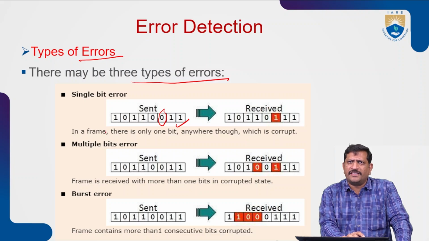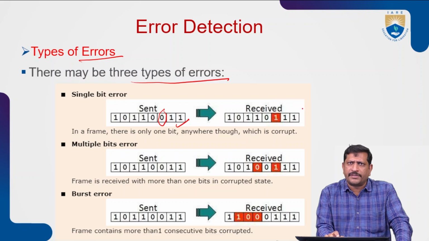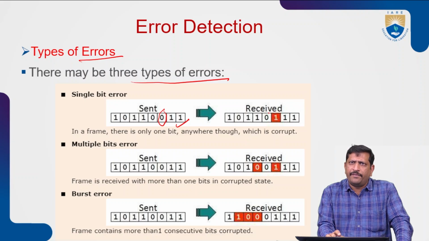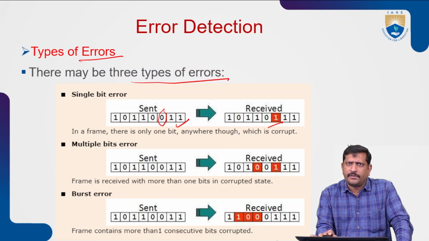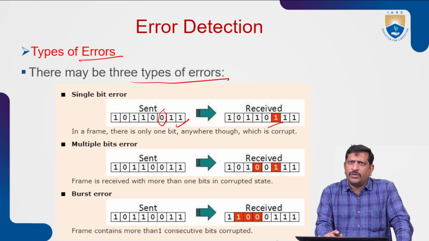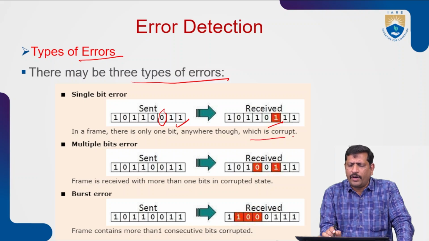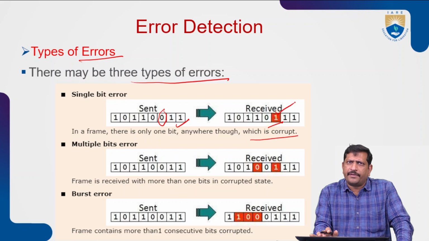Whatever message is sent by the sender, the receiver did not receive the same message. He received a different message in which only one bit is different. If in the received bits only one bit differs, such an error we call a single bit error. In a frame, only one bit anywhere is corrupted in a single bit error transmission.